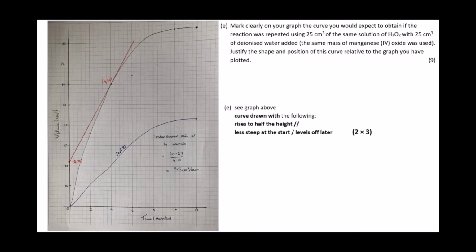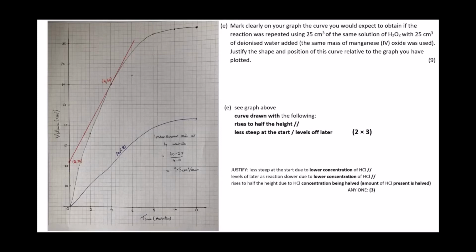So you have the curve drawn with the following. It rises to half the height, it's less steep at the start, and it levels off later. And you justify that. It's less steep at the start due to lower concentration or slower rate of reaction. It levels off later due to a slower rate of reaction or lower concentration, and it rises to half the height due to the concentration of HCl being halved. Any one of those is fine. So mentioning any two of the shape and position and justifying any one of them gets you the 9 marks. And that is question 3.